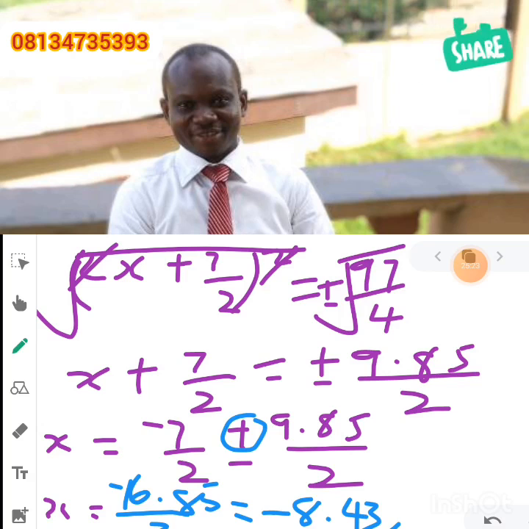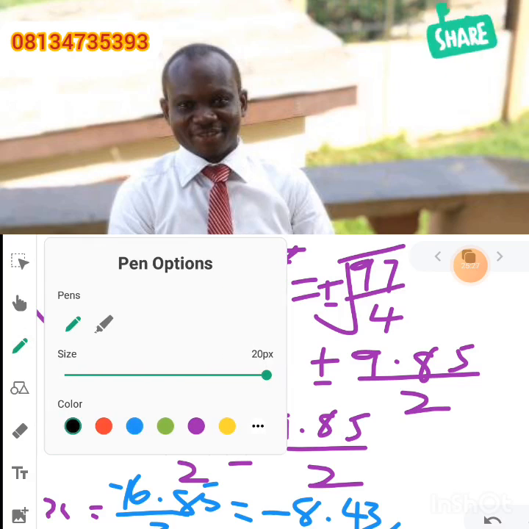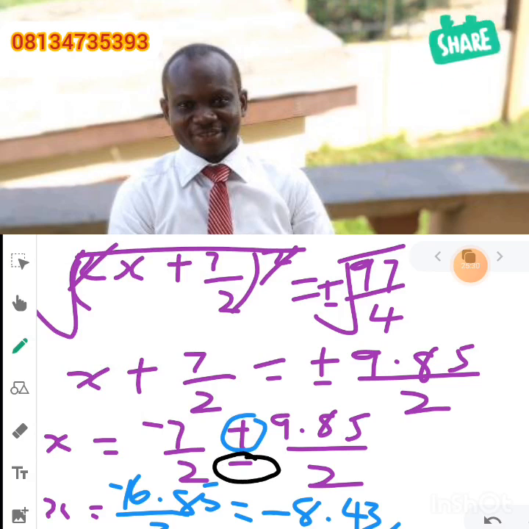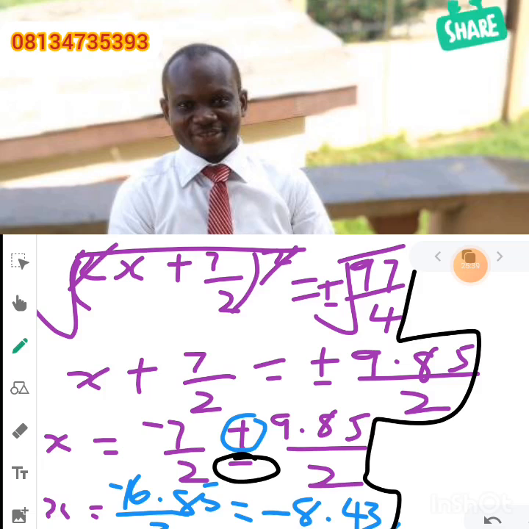Now let's see how we can get the second value using the black pen. The second value is when you have the negative value in the middle. So we have minus 7 minus, there is a big mistake here. I used negative for the first one. Let's go back and correct that quickly. This is wrong.